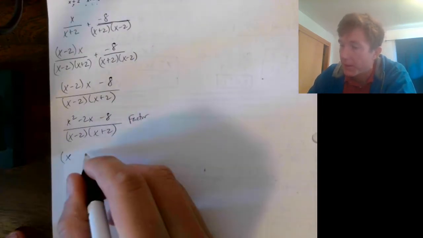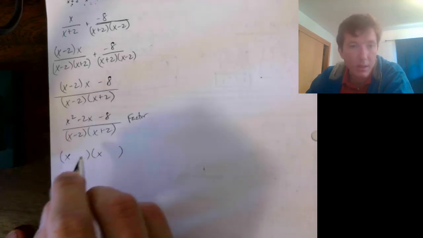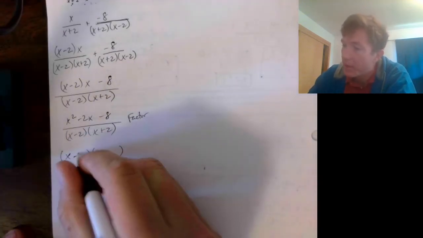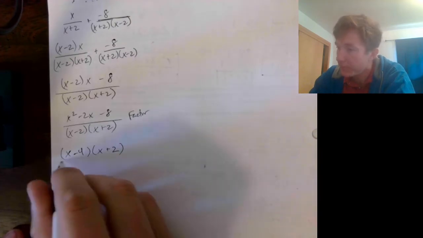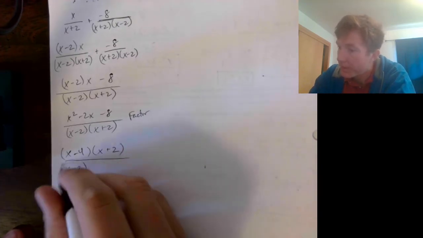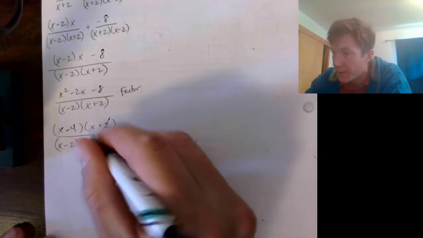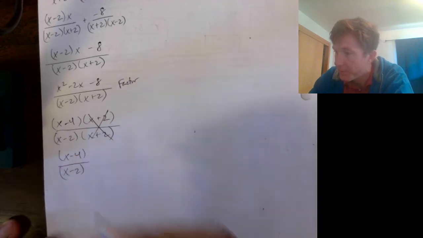Let's see what we get here. We got x times x. I want negative 8, so I'll do 4 and 2. If I use a negative 4 and a positive 2, that gives me that negative 2x, over x minus 2 times x plus 2. Now we can cancel stuff, so these cancel, and your final result is x minus 4 over x minus 2.